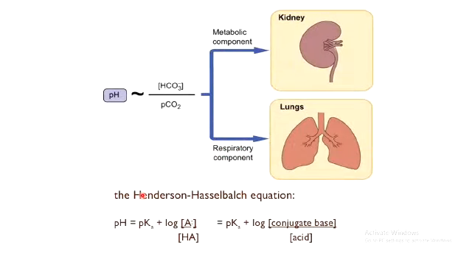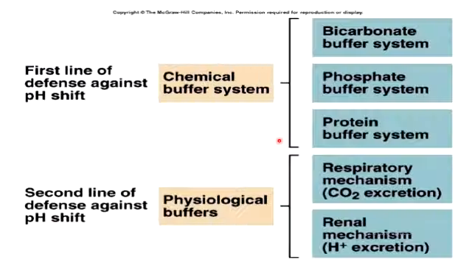So here, from the Henderson-Hasselbalch equation, you can see pH is equal to pKa plus log base over acid, that is negative ion divided by HA, which is the conjugate base divided by acid. So its metabolic component, that is bicarbonate, is regulated by kidneys, and its respiratory component, which is partial pressure of carbon dioxide, is regulated by lungs.